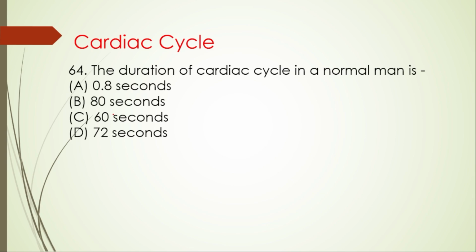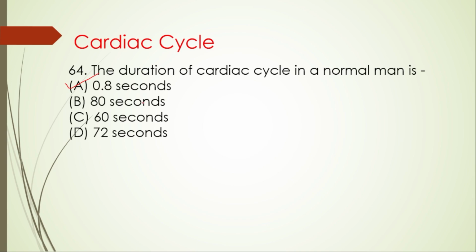Next question, that is questions from cardiac cycle. 64th one. The duration of cardiac cycle in a normal man is A. 0.8 seconds, B. 80 seconds, C. 60 seconds, and then D. 72 seconds. So here the right option is option A, 0.8 seconds.